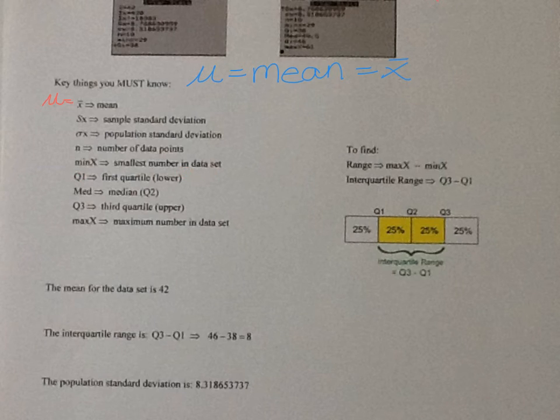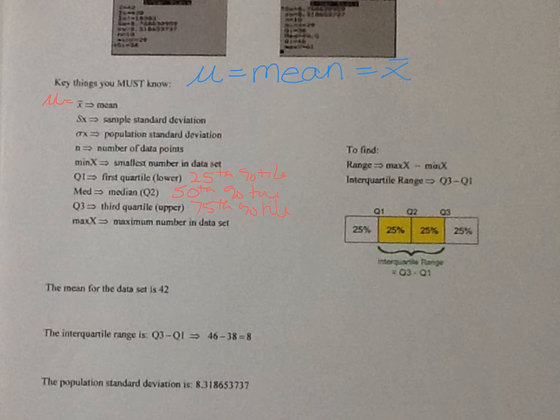Min X is the smallest piece of data. Quartile 1, first quartile, that's the lower quartile. That's the 25th percentile. The median is quartile 2. That's the middle number. That's the 50th percentile. Quartile 3 is the upper quartile. That's the 75th percentile. And then we have our max, which is the largest piece of data we typed in.